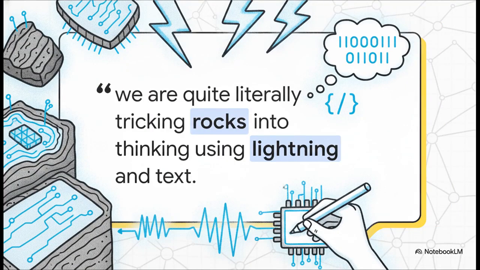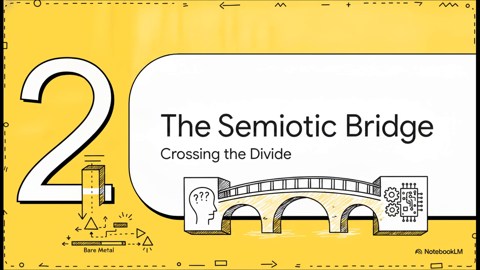Which brings us to one of my absolute favorite quotes from the research, because it captures this slightly hilarious but profound reality. We are quite literally tricking rocks into thinking using lightning and text. There's no magical ghost in the machine. It is just explicit language commanding electrical currents on a highly refined piece of rock. Crazy, right? Moving right along to Section 2, crossing the semiotic bridge.